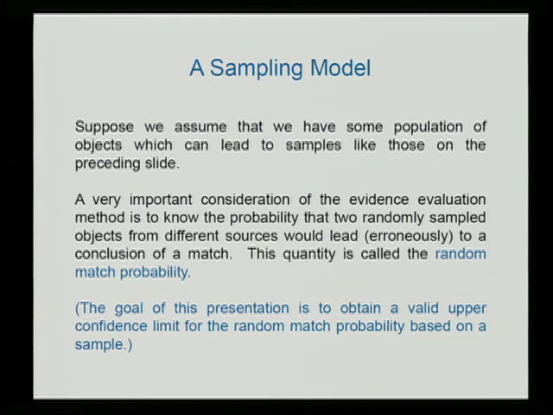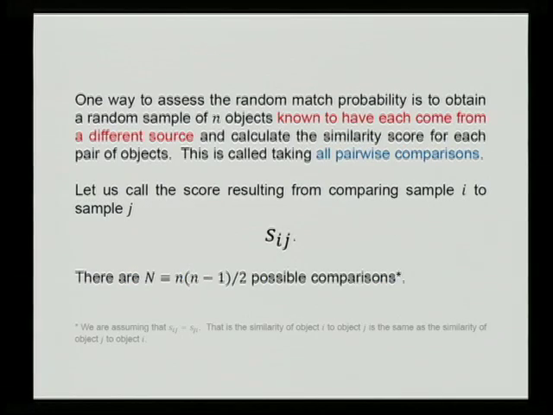We're assuming in our model that we have a population of distinct objects. So if two of those objects are judged by a similarity score to be from the same source, that's a random match. And our focus is the probability of a random match. That's when two randomly sampled distinct objects are erroneously judged to be from the same source. And we're going to present a statistically valid method for accounting for what we'll call the correlation among pairwise similarity scores, and coming up with a statistically valid upper confidence bound for the random match probability based on a sample.